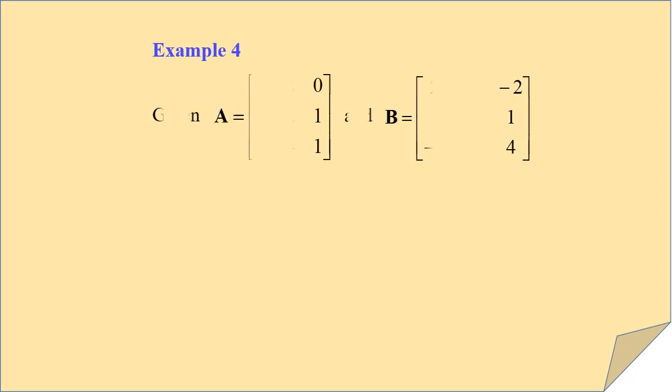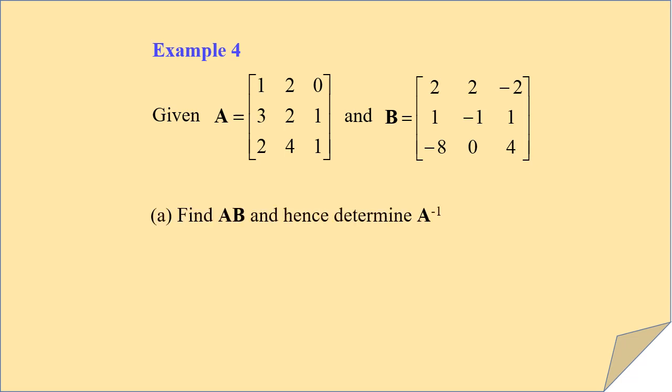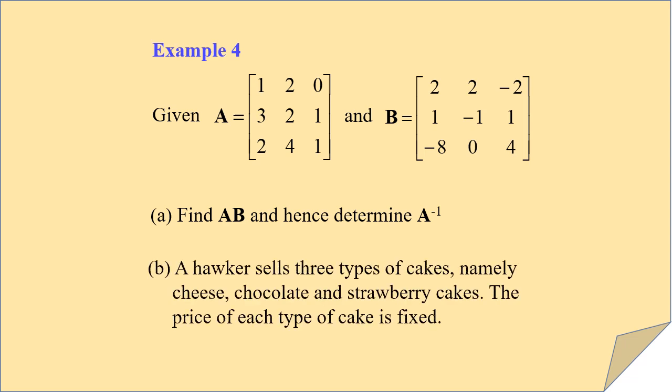So, let's say example 4. Given A equal to the matrix 1, 2, 0, 3, 2, 1, 2, 4, 1, and matrix B is a 3 by 3 matrix of 2, 2, negative 2, 1, negative 1, 1, negative 8, 0, 4. Find AB and hence determine A inverse. So now we want to multiply A and B, and then we want to find the A inverse.